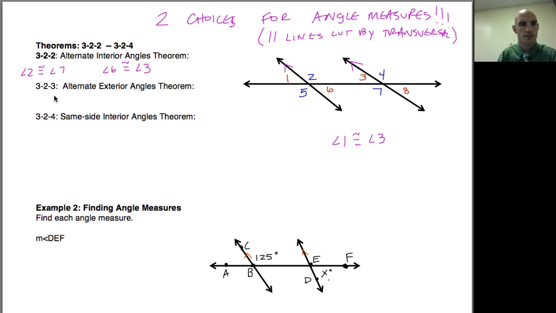Alternate exterior angles theorem. Angle 1 is congruent to, well, it's the red one, it's the little one, angle 8. Also, angle 5, which is an alternate exterior angle, it's alternate because it's on opposite sides of the transversal, it's exterior of the two parallel lines, is congruent to angle 4.